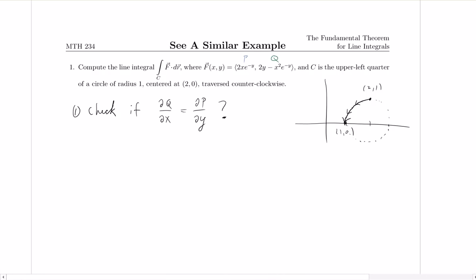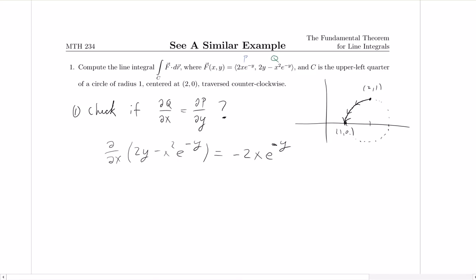So let's see if this is true. So first, Qx. So take the y component, which in this case is 2y minus x squared e to the minus y, and take the x derivative. So the first term doesn't have any x's in it, the derivative is just 0. And the second term, e to the minus y, is just a constant. So we're just differentiating x minus x squared. So we get minus 2x e to the minus y.